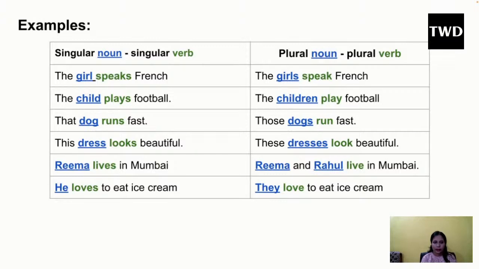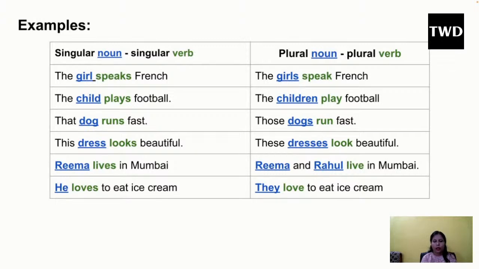Moving to the second sentence, the child plays football. Child is singular. Plays is a verb that is also singular because we have added s to play, and that's why it becomes singular. The child plays football. The children. Okay. Children itself is plural. You do not need to say children's. Children's is a wrong word. Children itself is plural. The children play football. So here my subject is plural and my verb is also plural.